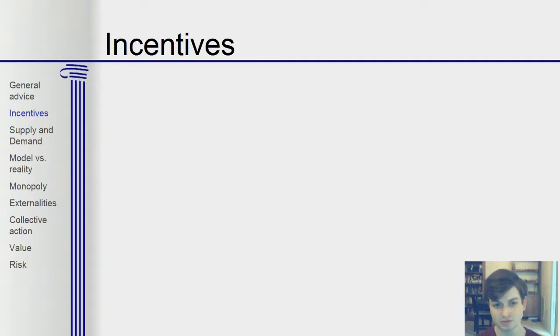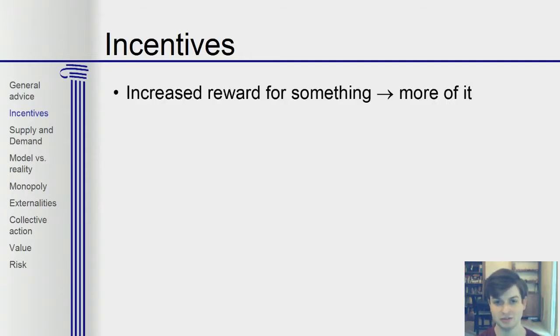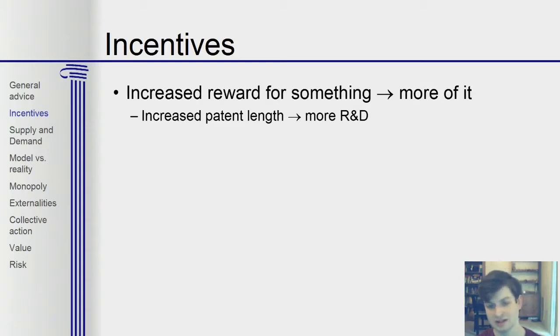Now, to get into actual economics. Economics begins with incentives. The basic idea here is that when you increase the reward for doing something, more of it will be done, right? As an example, if you increase the patent length in current law so that companies can make more money when they patent things, then companies will try harder to get patents because those patents will be more valuable to them, and they will put more effort into research and development.